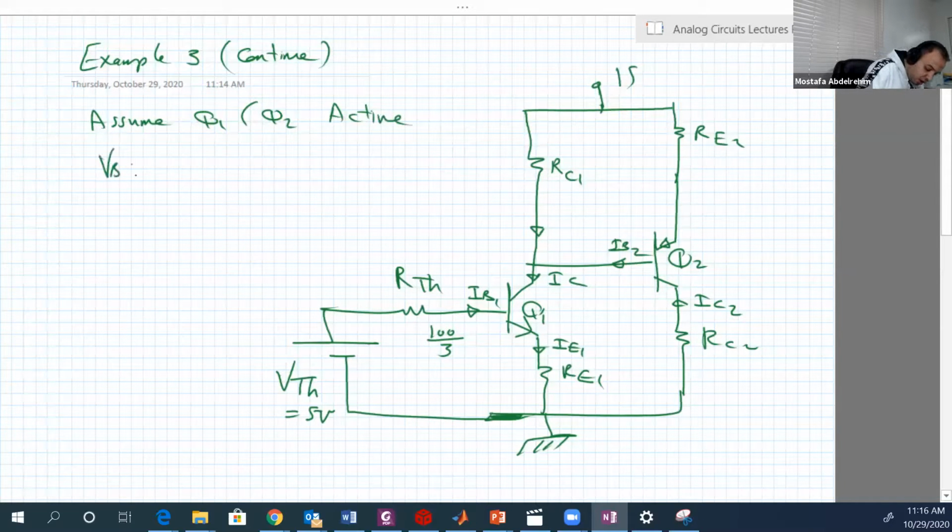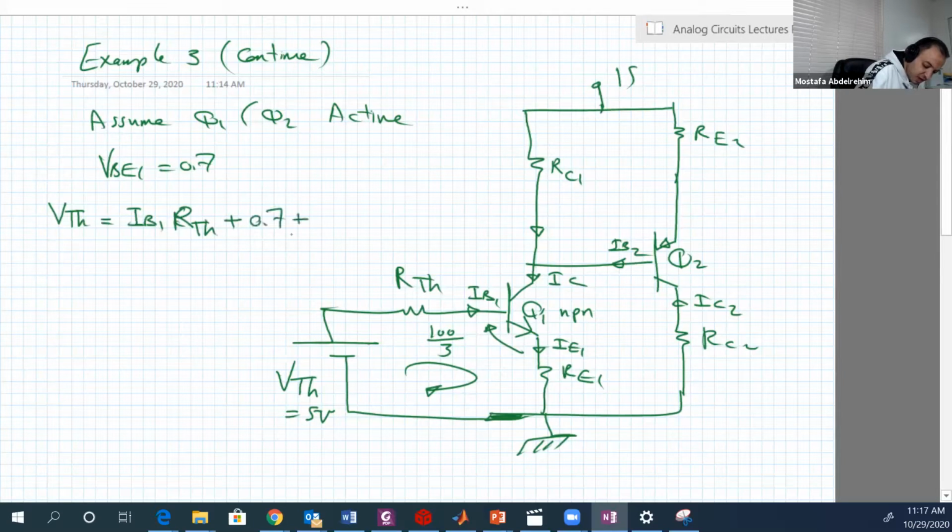So VBE1 equals 0.7. Remember, this is an NPN transistor, so we deal with VBE, not VEB. So let's do that loop. V Thevenin equals IB1 R Thevenin plus 0.7 plus IE1 RE1, and IE1 is just (beta plus 1) IB1, times RE1.